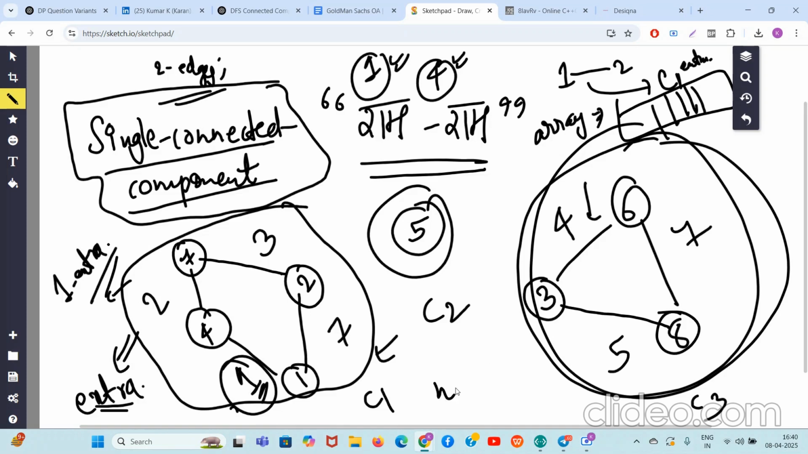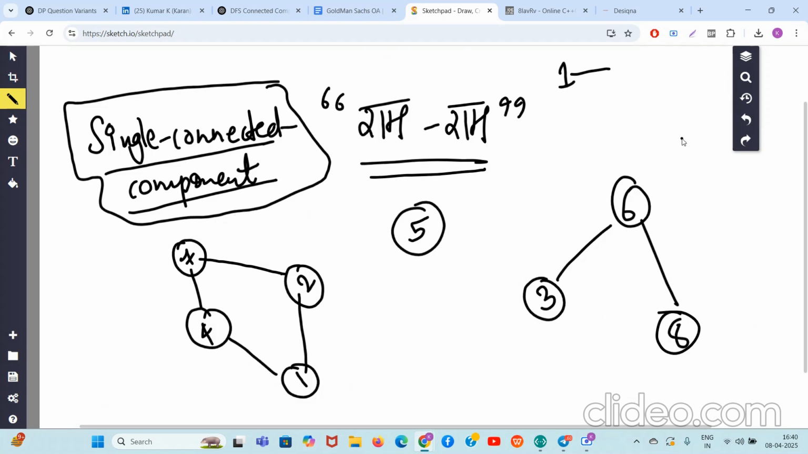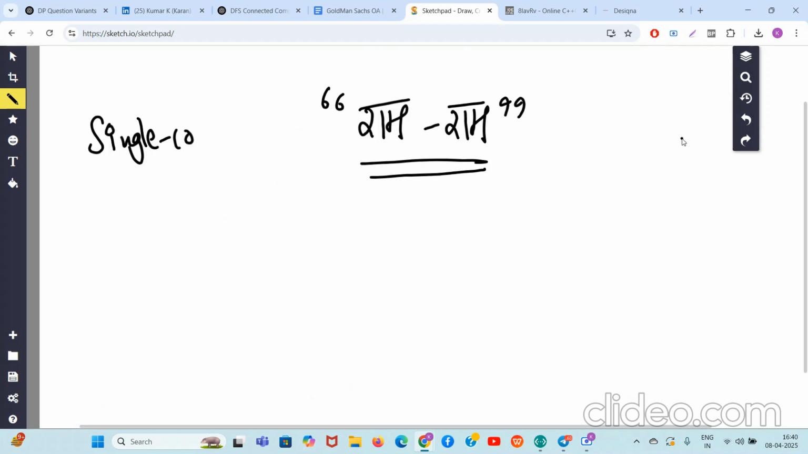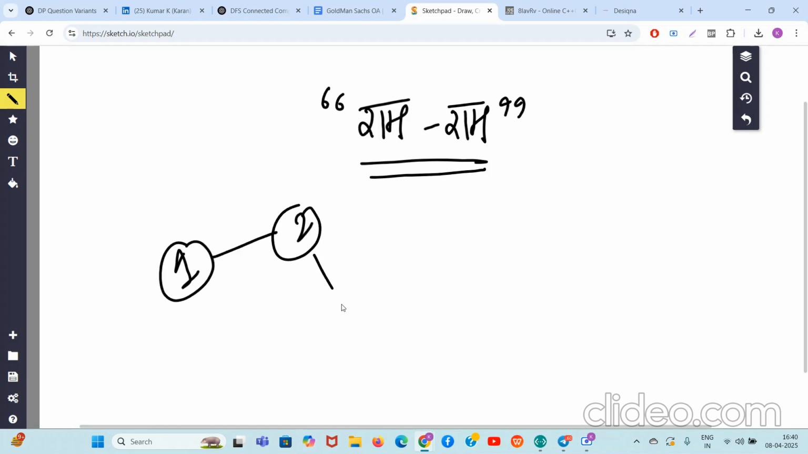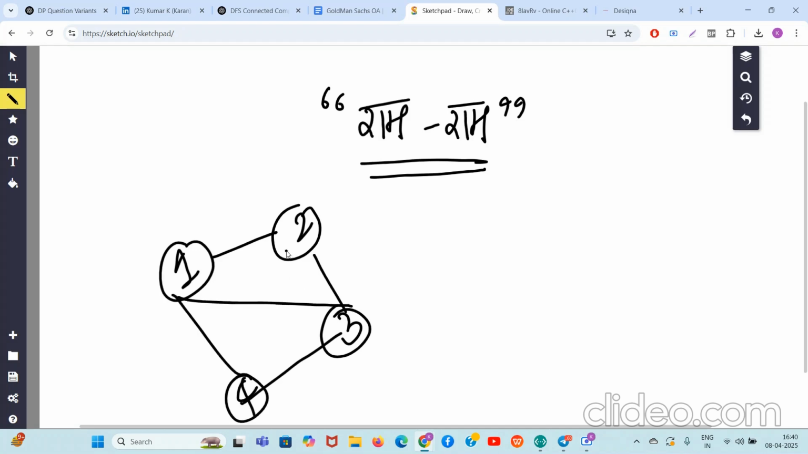Then you know how many edges you need. Let's say in this case you need 2 edges. So from these extra edges you will take the 2 minimum edges, so the cost will be minimum to convert it into a single component. Let me give you one more example now. Let's say 1 to 2. Okay, let's take the example like this.